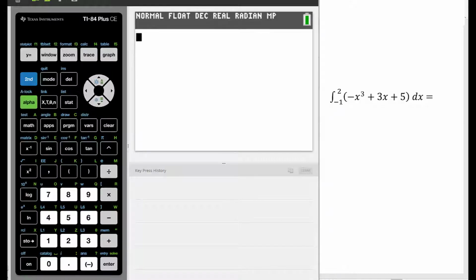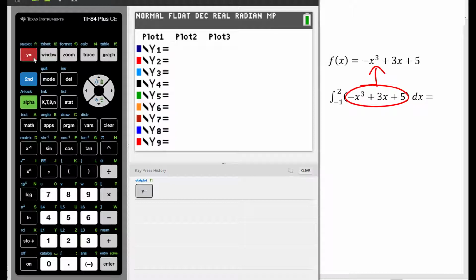In this video, I will be showing you how to use the TI-84 Plus CE graphing calculator to evaluate a definite integral. We will be evaluating the following definite integral: the integral from -1 to 2 of -x cubed plus 3x plus 5 dx. First, we need to input the integrand function into the graphing calculator. The integrand function is f of x equals -x cubed plus 3x plus 5.